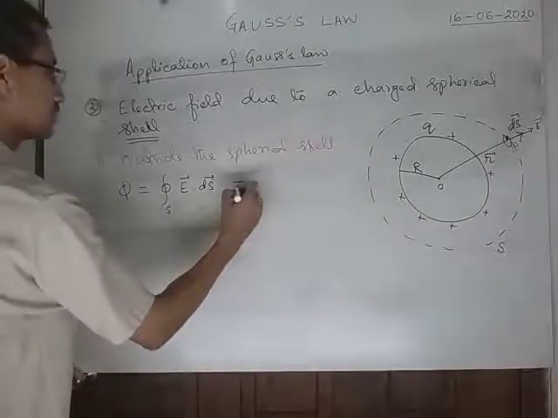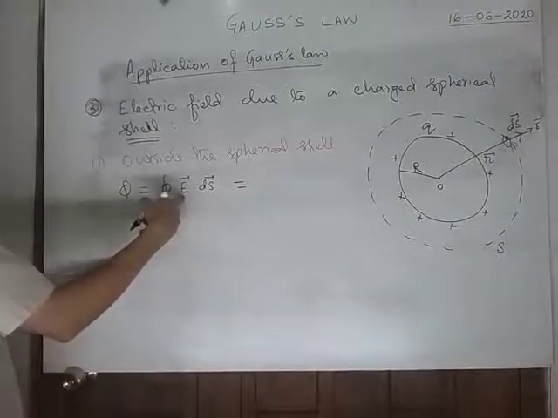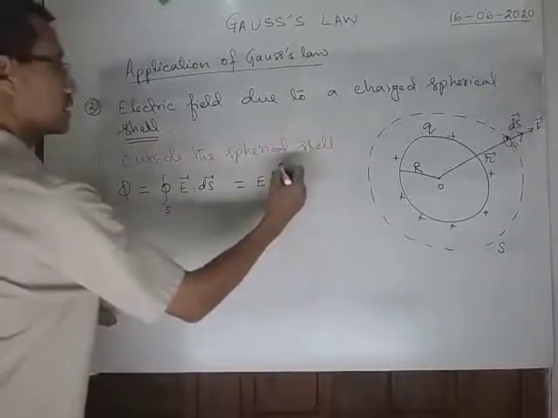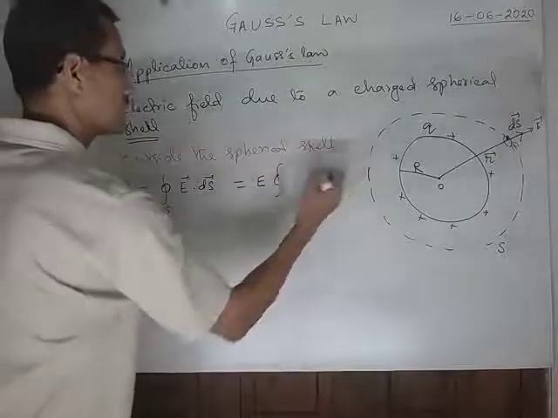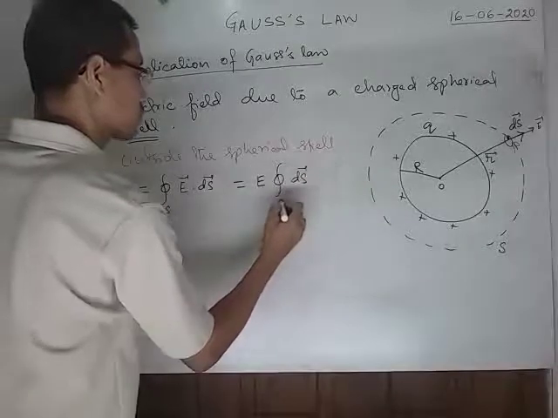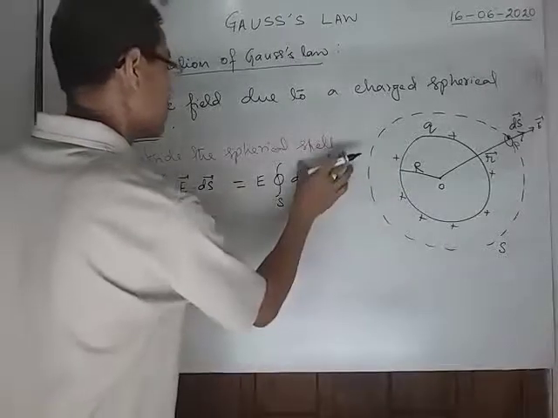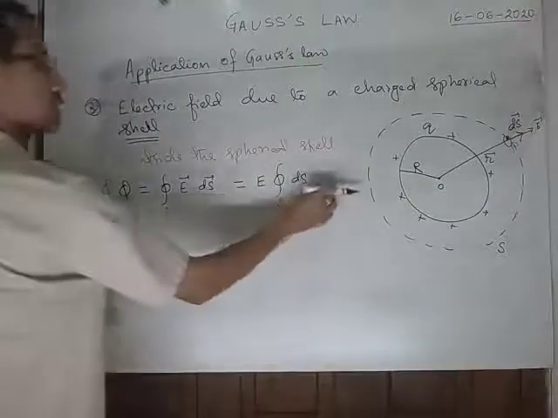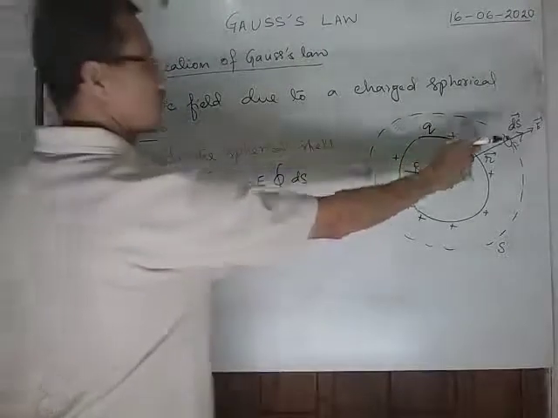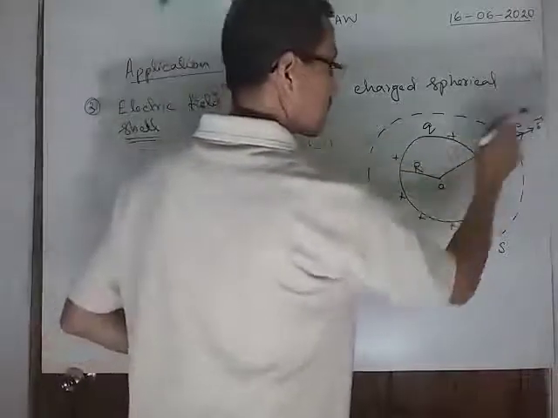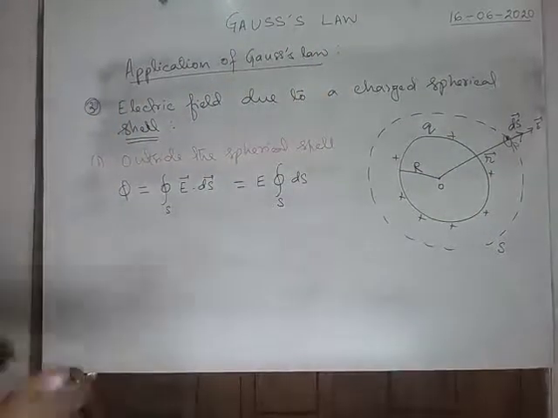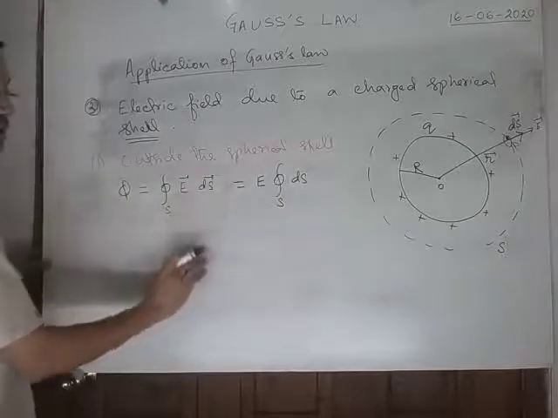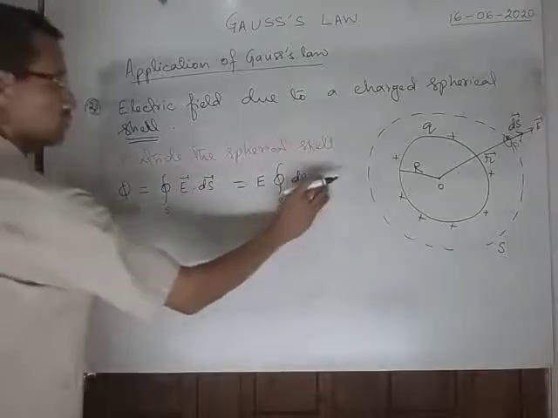This will be equal to what? Your E is constant, so you have to take it outside the integration, and then you need to integrate those small surfaces over the whole surface S, and there is no need of putting the vector form now. As this cos theta comes up, theta will be 0, as the E vector and ds vector are along the same direction, or parallel. So theta will be what? 0 degrees. Cosine of 0 degrees will be 1, so no need of putting it there.